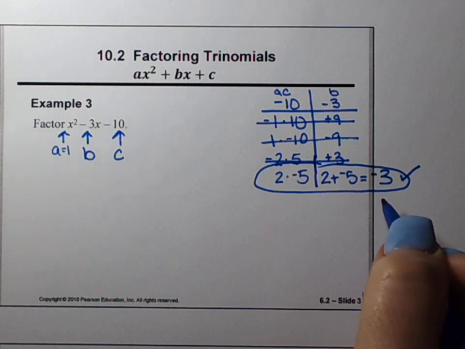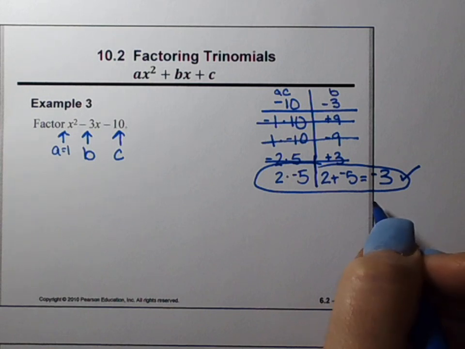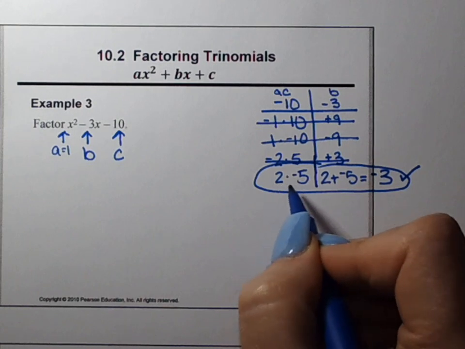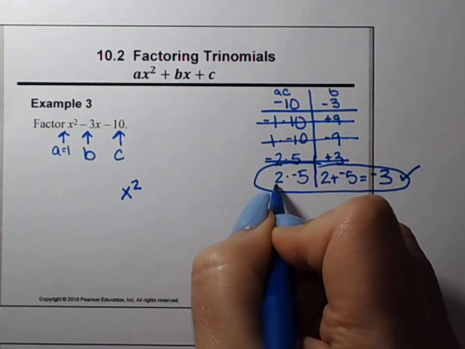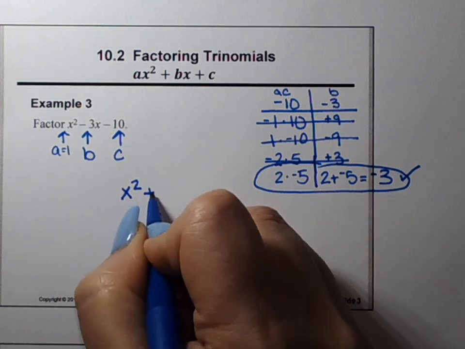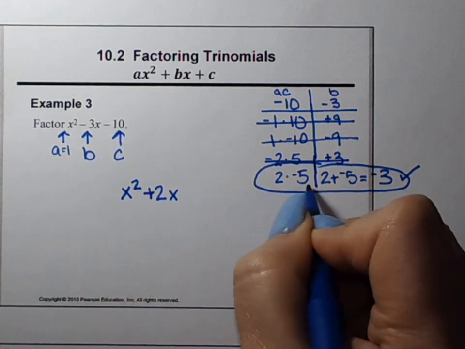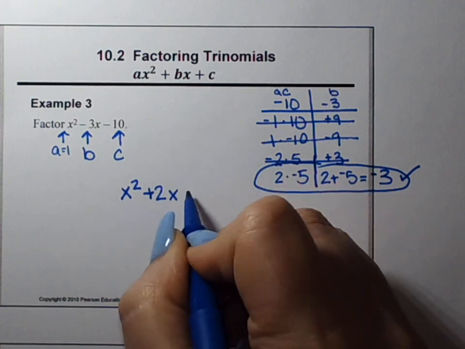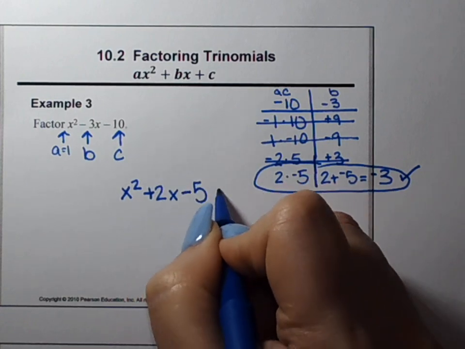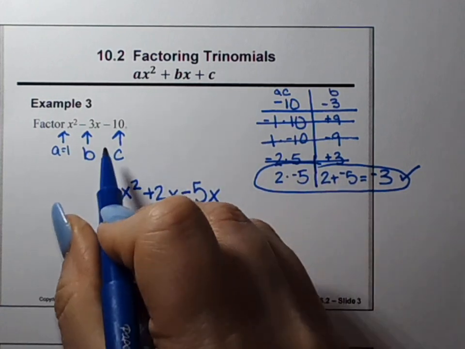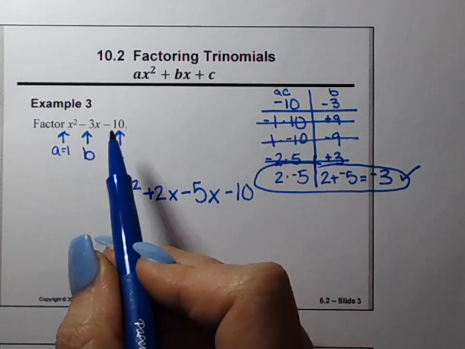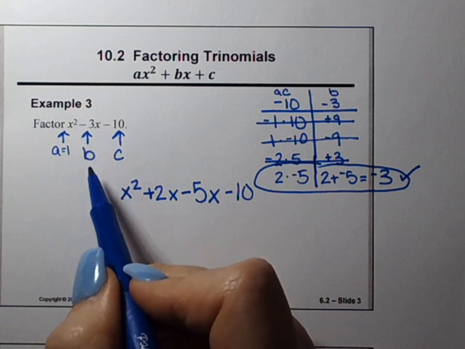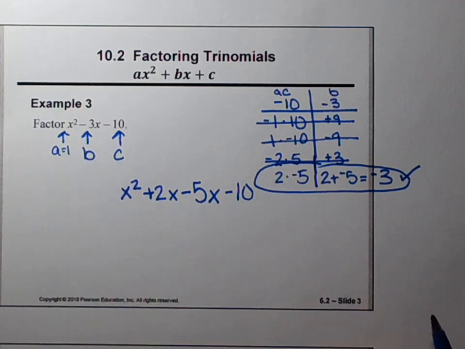Alright, so the next step is to rewrite our B term using these two factors. So I'm going to start off with x squared. My 2 was positive, so that means it's going to be a plus 2x. My 5 was negative, so that's where I'm going to write it as a -5x. And then lastly, I write my C term. So the only thing that I changed is I just rewrote this middle term using these factors.